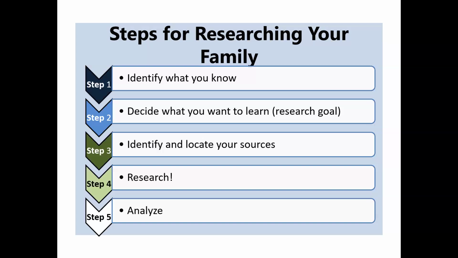Now, the steps for doing our general research, our family history, is we always work from step 1 through step 5. Step 1 is to identify what you know. Step 2, decide what you want to learn, aka what's your research goal, what is it you're trying to find out. Step 3, identify and locate your sources. Step 4 is research. And then step 5 is analyze. And so for the purposes of this afternoon, we are focusing on step 5.